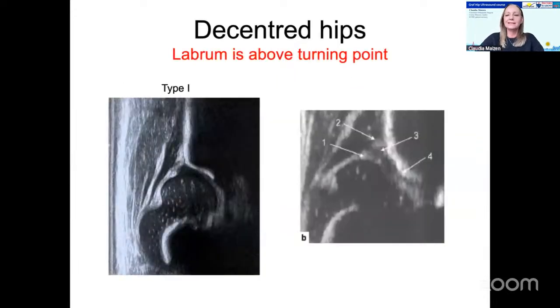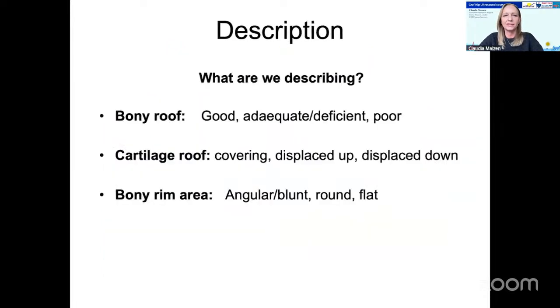So in a decentered hip, we have already heard the labrum is below the turning point. Here, just to underline that, in a type 1 or 2 hip, in a centered hip, we have the turning point, we have the labrum, and the labrum is clearly below. In a decentered hip, again, we've got the turning point, we've got the labrum identified, and the labrum is now above the turning point.